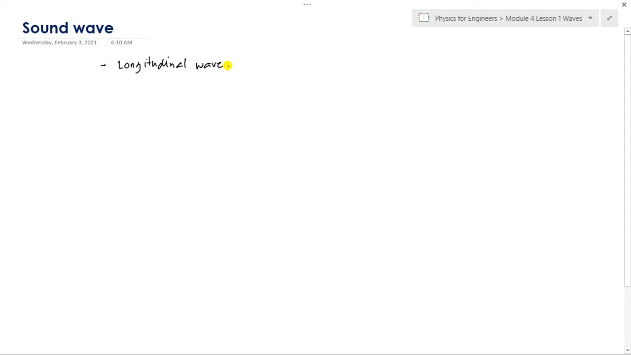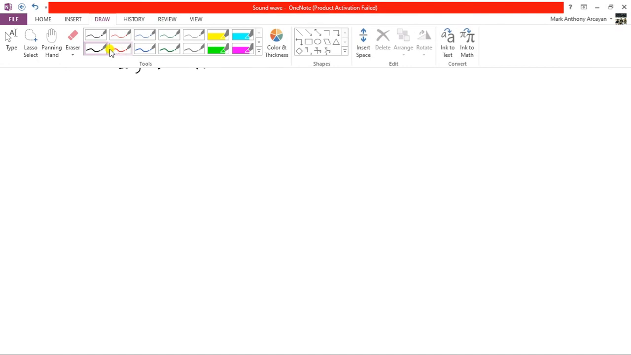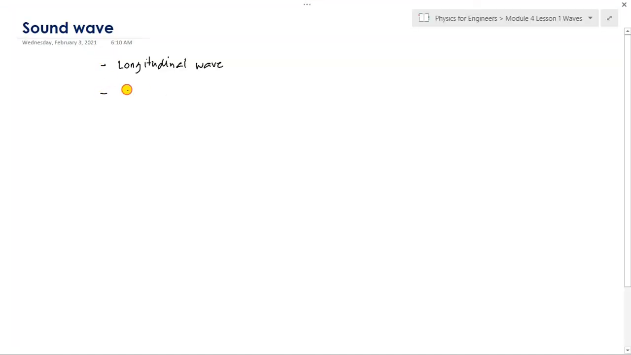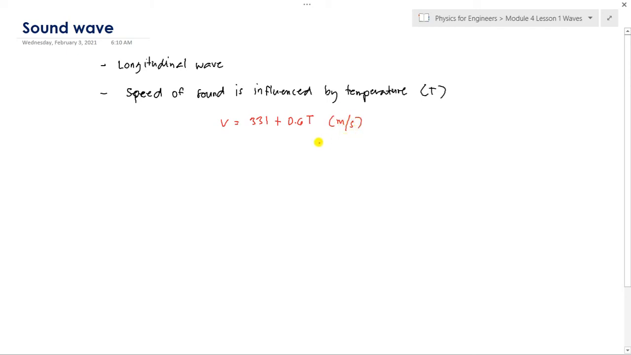Then for sound wave, according to Newton, to quantify its speed, he discovered that the speed of sound is influenced by temperature, especially for air, temperature T. Okay, and in equation, the speed V is equals to 331 plus 0.6 times the temperature. So this is in meter per second, and the T here should be in degree Celsius.